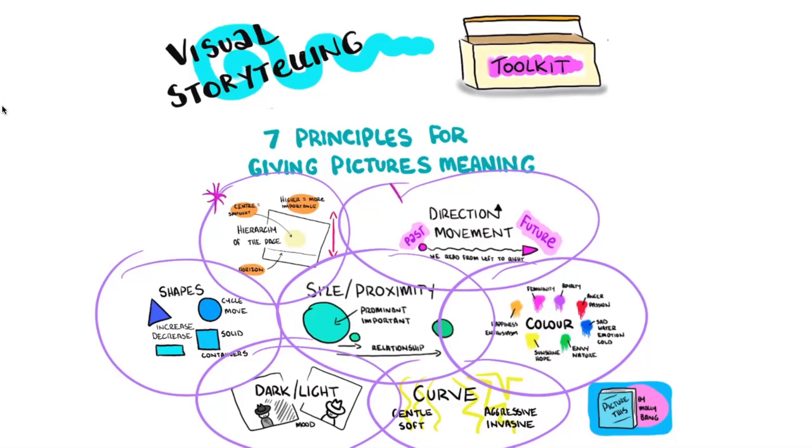Building on from there, if we come over here to direction and movement. We automatically assume that movement on our page is going to move from left to right. This is because we read from left to right. Therefore, the left is the past, the right is the future. So unless our page indicates otherwise, that is the assumption we make about how movement is happening on our page. If you want something to look like it is looking back into the past, you need it to have a motion that's moving back towards the left-hand side of the page.